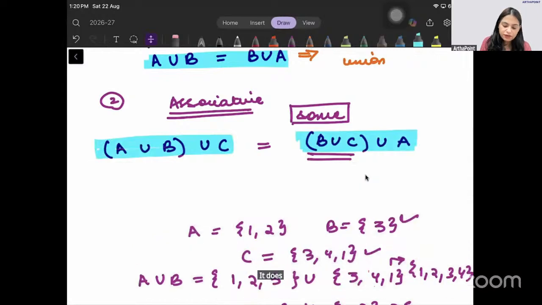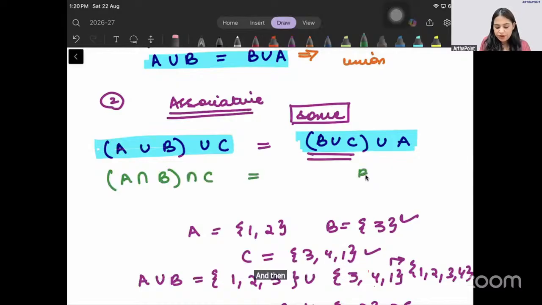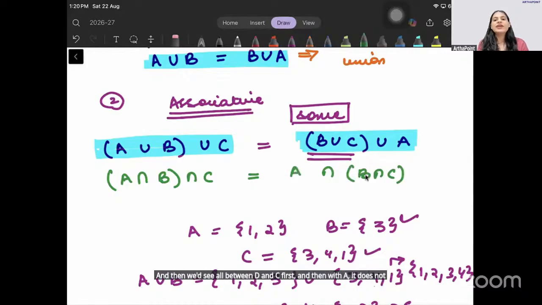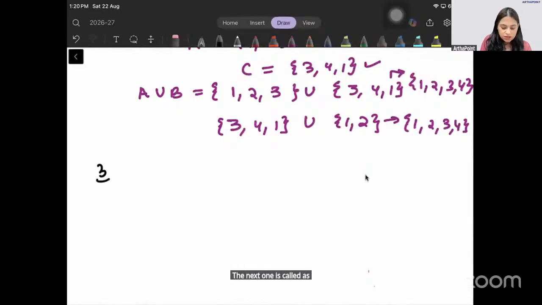The same holds for intersection. It does not matter in what order you do the intersection. Whether you do the intersection between A and B and then with C, or between B and C first and then with A, it does not matter. Order does not matter. The next one is called distributive.